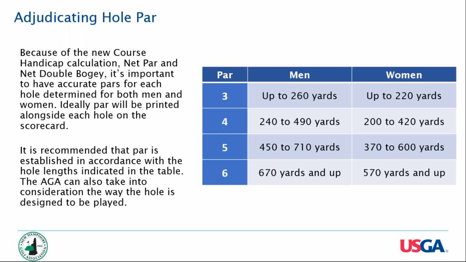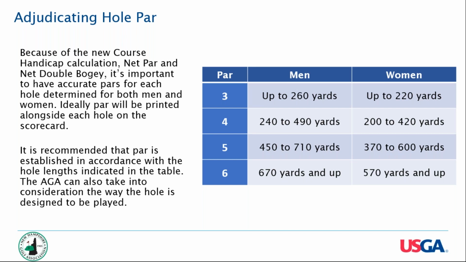They do have this table in one of the appendixes, I think it's Appendix F, that will give you recommended par. Obviously, you'll see some overlap in yardages here, so it's really based on how the hole is designed to be played. But they do definitely want to see par, at least per gender, be the same across all the T sets that you have, unless it's absolutely necessary.